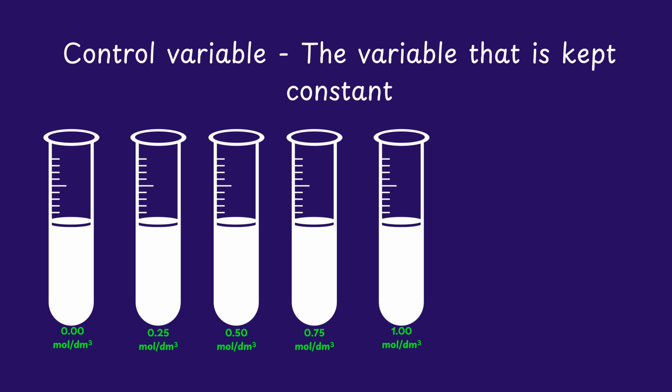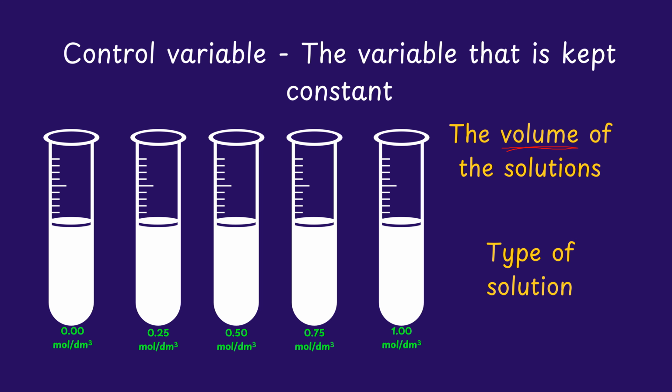Let us now look at the control variables for the solution. Remember, the control variable would be the variables that are kept the same or constant. So we have the volume of the solution. Remember, we used 10 centimeters cube of each solution. I'm underlining this word, volume. Students, make sure you use the word volume. Do not use the word amount. You will not get marks for saying that. All right, another control variable is the type of solution that is used. All of these boiling tubes contain sugar solution, and that is something that we have controlled.